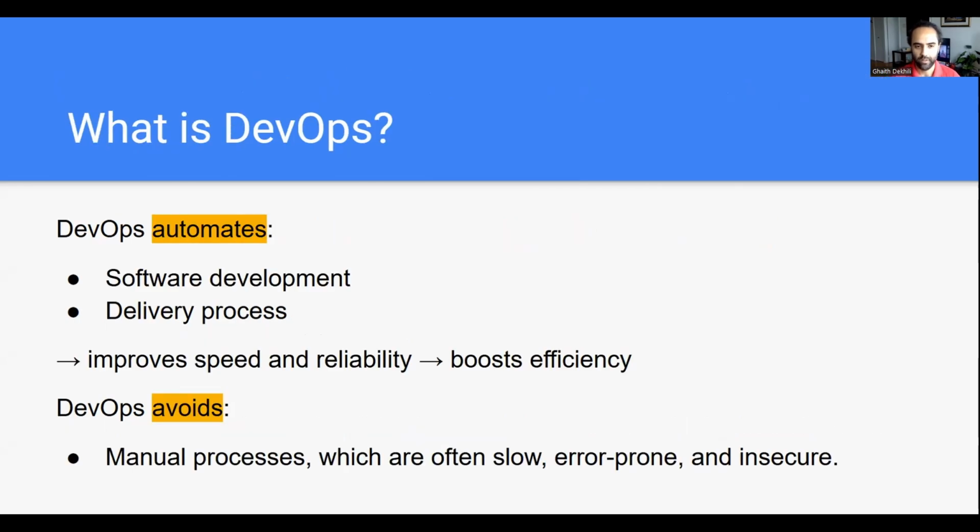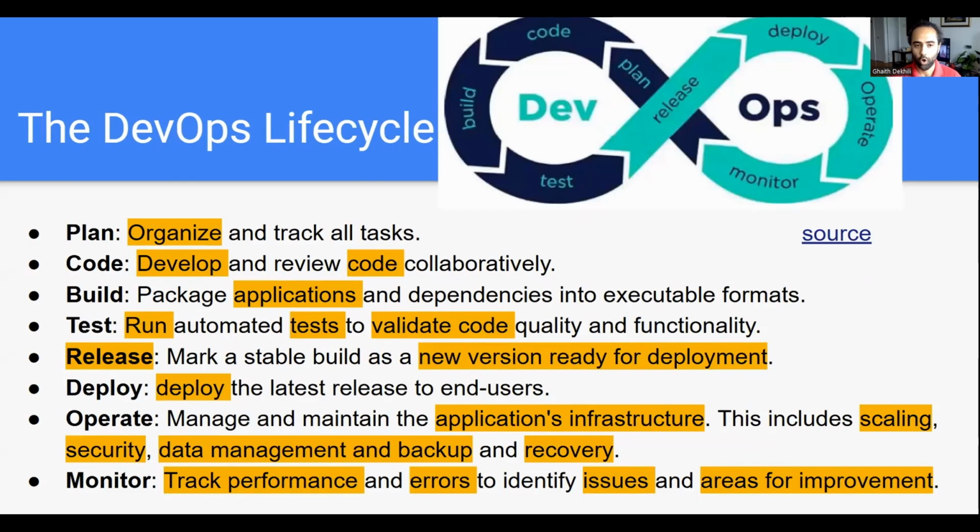Let's start to have more details about DevOps. The main goal of DevOps is automating the software development and delivery process, which improves speed and boosts efficiency. With that, we avoid all manual processes in software development, which are not only slow, but also error-prone and insecure. There is a whole life cycle behind DevOps that you see here.